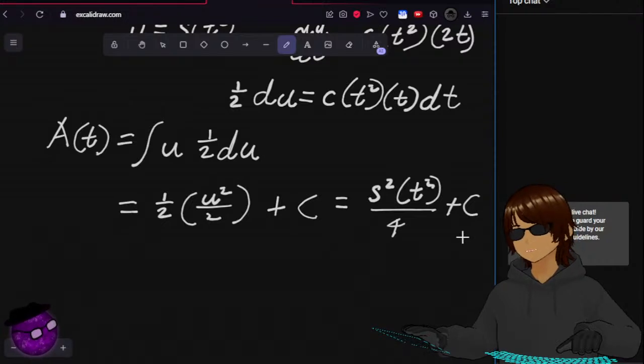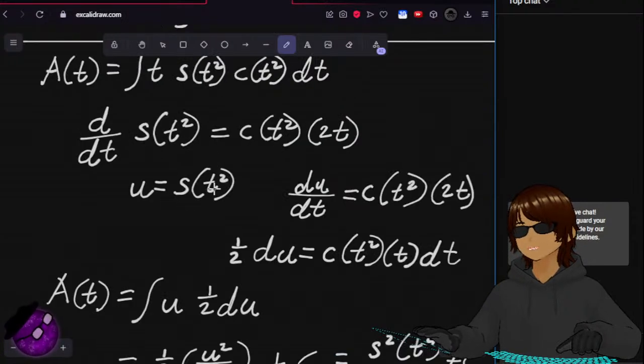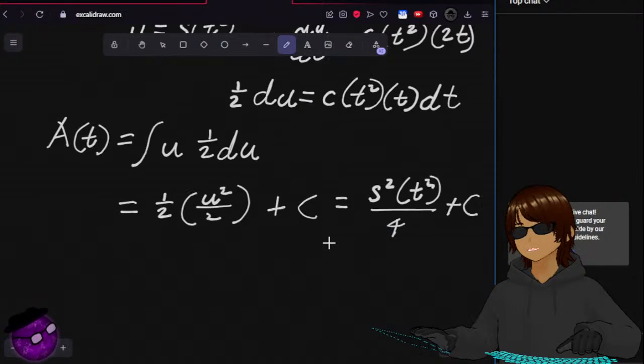Or why did they get minus? If I don't use sine square, if I use cos square, I will get minus. If I use cos t square, I will get minus sine t square. Then there would be a minus half here. Then sine t squared times t dt. Then I can replace this, and this with minus half. Yeah, that would make sense.